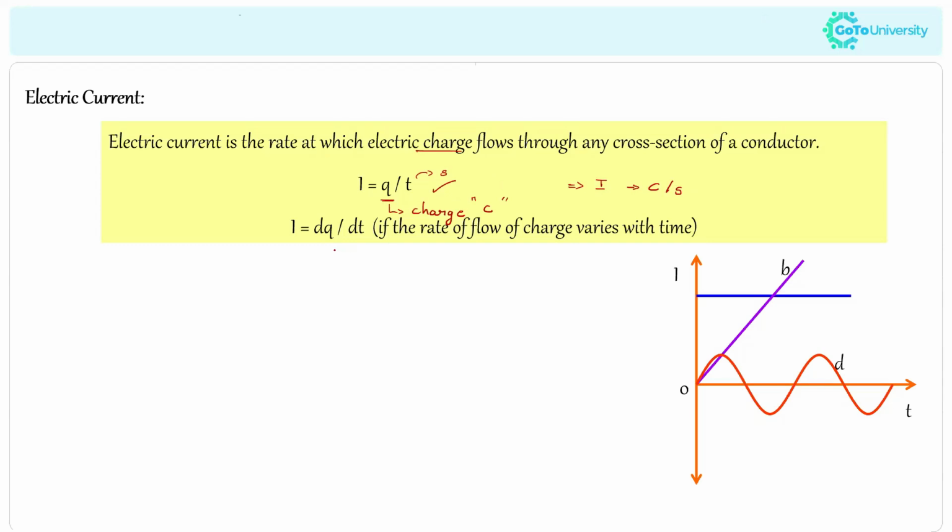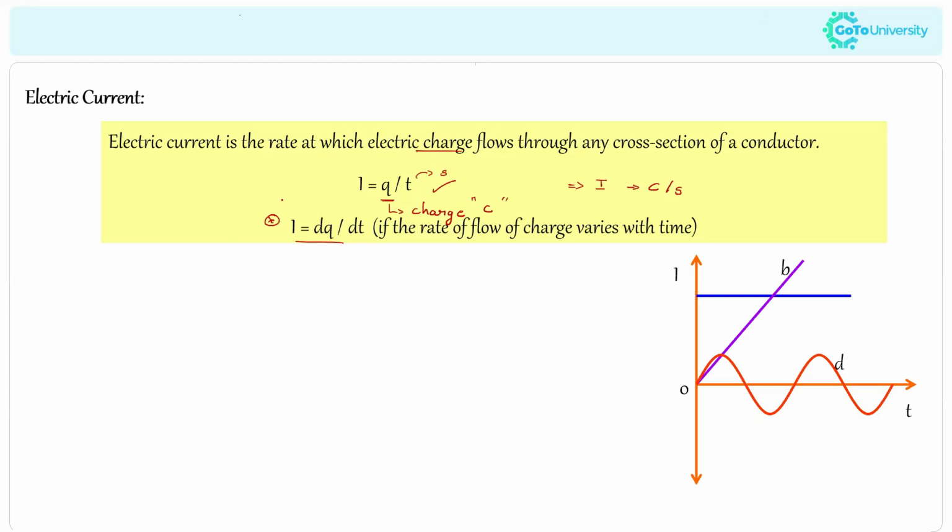When we are going for our NEET exam, sometimes we will get questions which say the charge is moving with a particular time interval. At that time we will use the equation I equals dq over dt. Here dq represents the change of charge and dt represents the change in time. This equation we will use in our NEET exam.